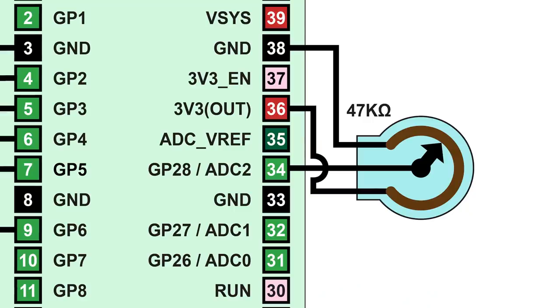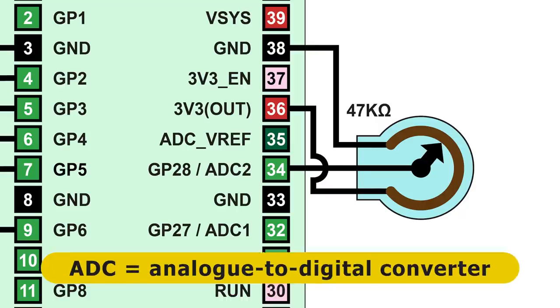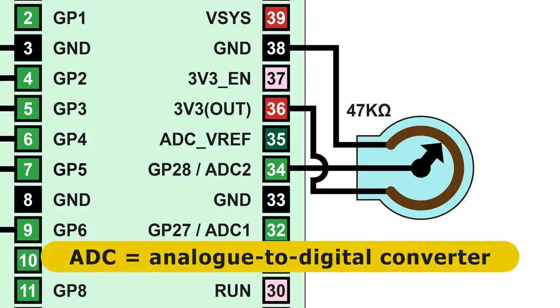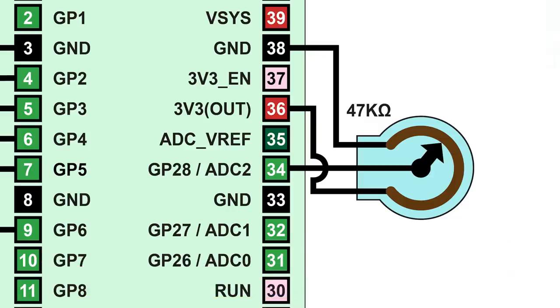Note that while you can connect switches and LEDs to any of the Pico's 28 GP pins, a potentiometer delivers an analog voltage input and hence has to be wired to one of the Pico's analog to digital converters, or ADCs. These are available on GP26, 27 and 28, and here we're using GP28, which can be configured as ADC2.